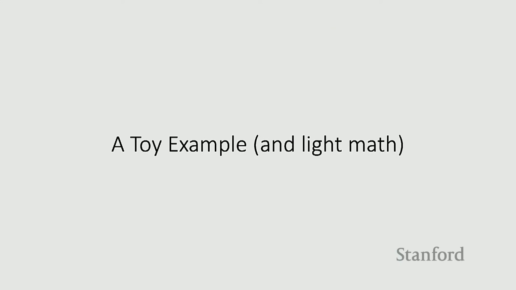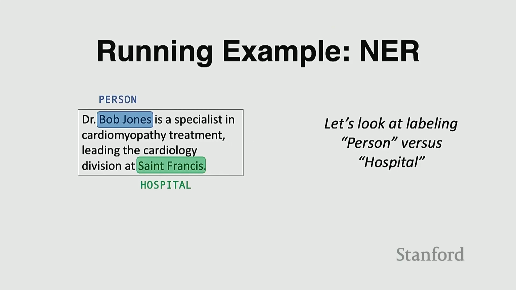And there's a whole longer talk here of how exactly this works. Let's say you want to do named entity recognition. You want to label persons and hospitals in text. Okay, you just want to know, you have some mentions. Are these mentions of people or hospitals? St. Francis could be a person, could be the hospital. Bob Jones, probably a person, but I guess could be a hospital too.